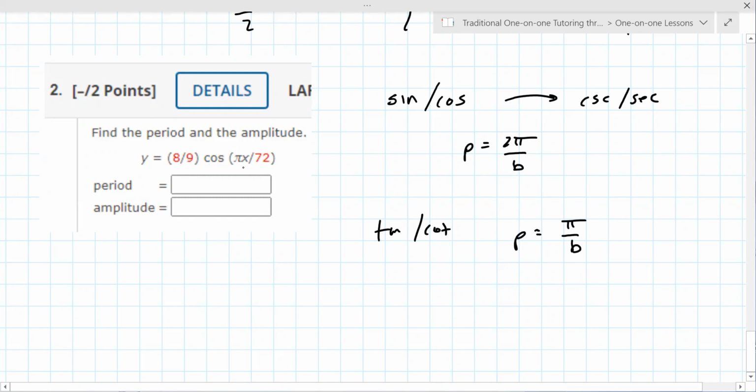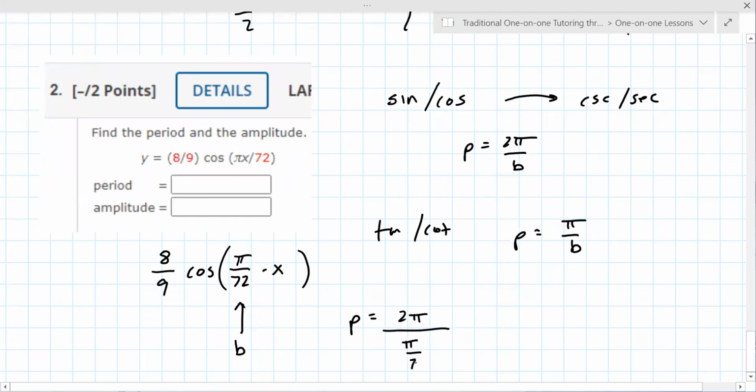B is the number in front of the variable inside here. This one's written a little bit awkwardly, so let's write it out the way we would prefer to see it. It's pi over 72 times x. This is your b value right here. That's your period, so your period is 2 pi over pi over 72. When you divide, you multiply by the reciprocal. Period is 144.